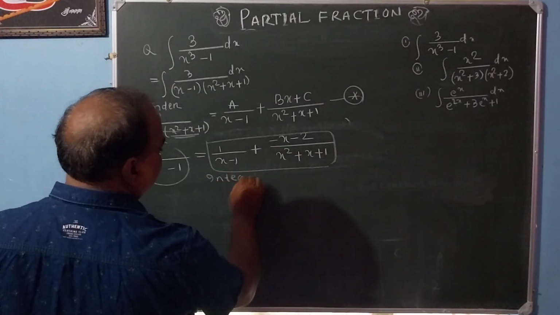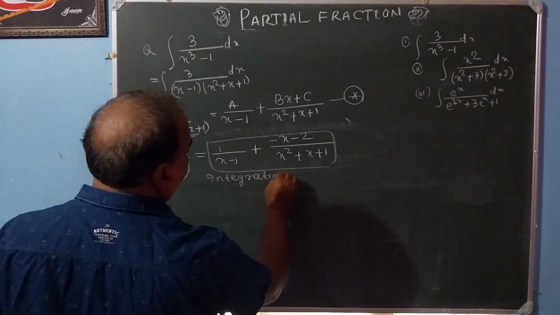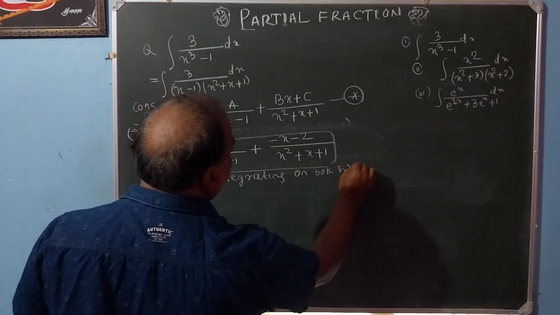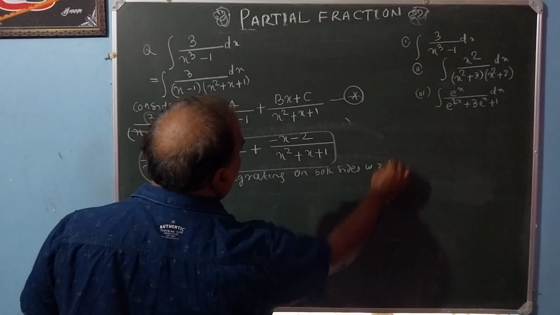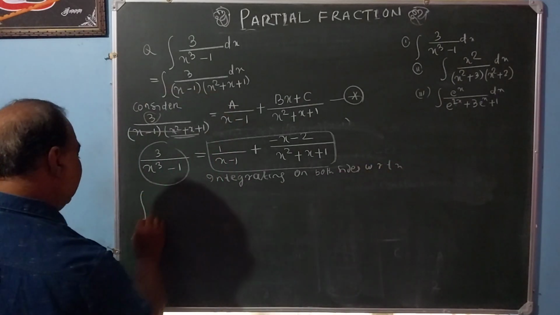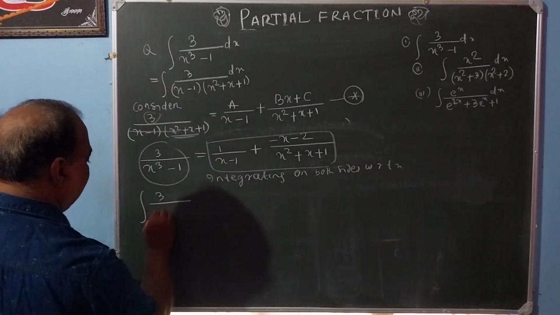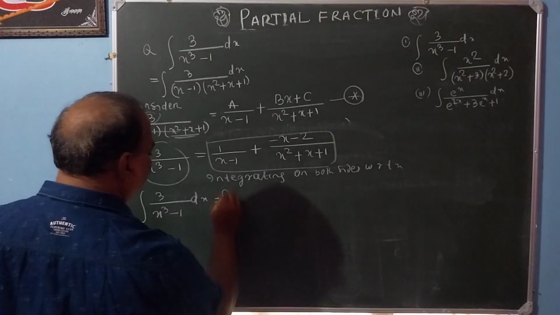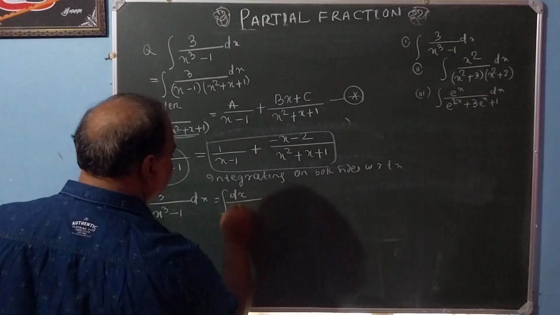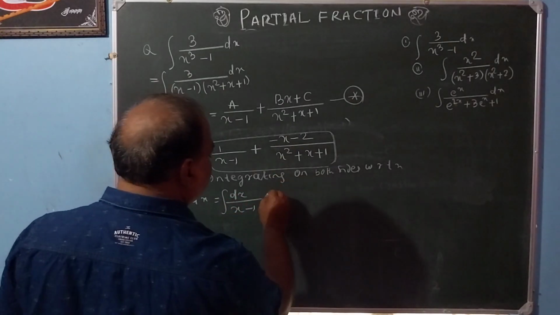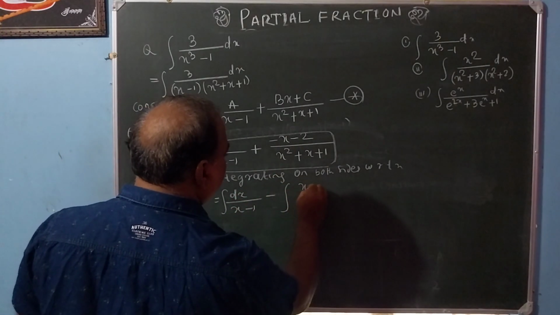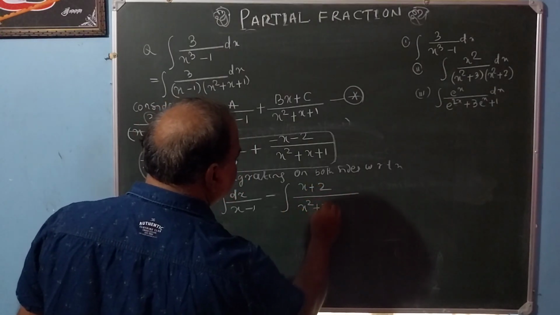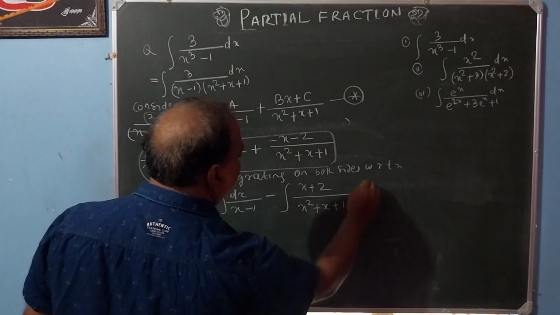Integrating on both sides with respect to x. So integration of 3 by x square minus 1 dx, integration of dx by x minus 1, so minus, taking common, that is x plus 2 divided by x square plus x plus 1.